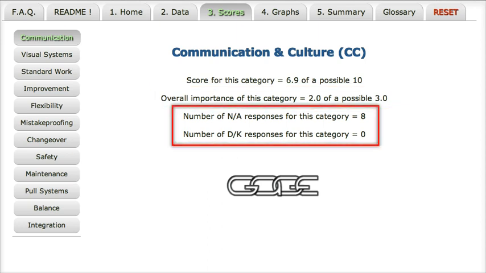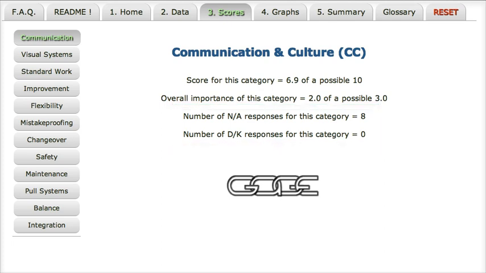We also see how many NA and DK responses we had. This can be revealing. We want to be sure that we weren't too quick to dismiss one or more best practices as not applying to the business. Also, ideally we should have had no DK responses, since DK means that we didn't know or didn't feel qualified to respond, in which case maybe one or more other people should be involved.